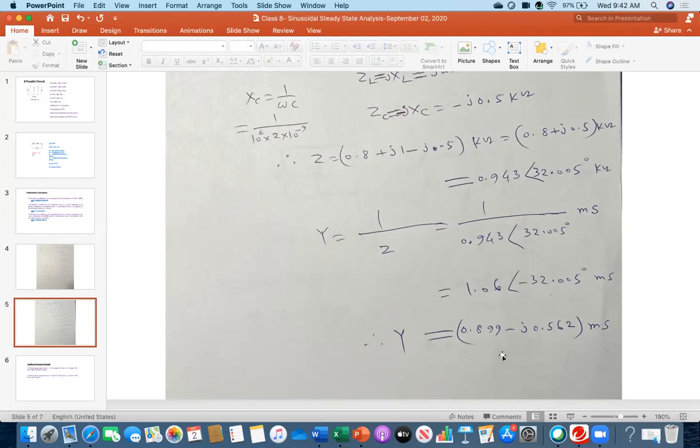Is your calculator giving you this result? Yes, it is. Okay, great.